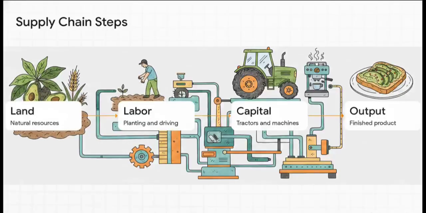I want you to think of the macroeconomy as this giant, incredibly complex, global Rube Goldberg machine. Let's trace something simple, like a $14 avocado toast. It requires land, which means natural resources like the actual avocados and the wheat. It requires labor, the human effort of the people planting seeds and driving trucks. And it requires capital, the man-made tools like tractors and shiny espresso machines. You feed land, labor, and capital into this machine, and it spits out an economic output.